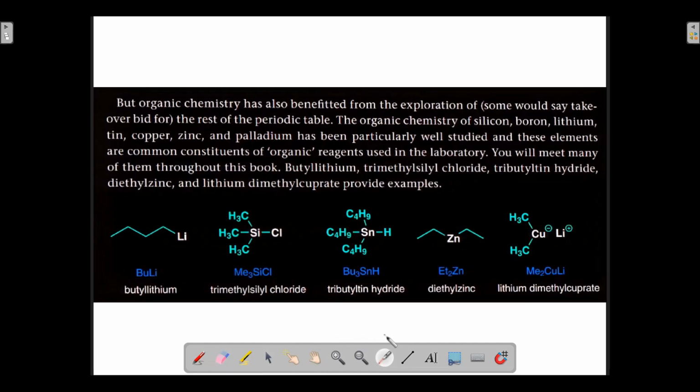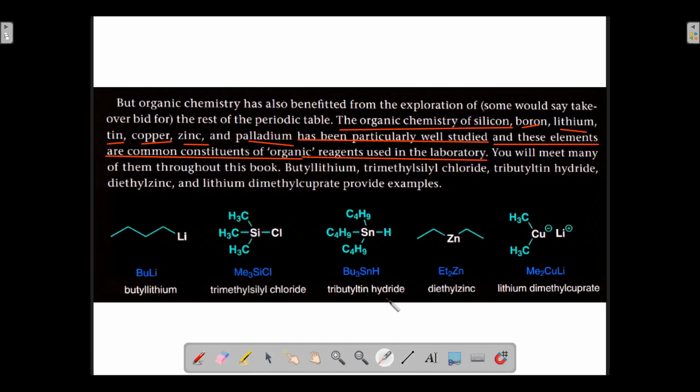The organic chemistry of silicon, boron, lithium, tin, copper, zinc and palladium. So the organic chemistry of these seven elements has been particularly well studied, and these elements are common constituents of organic reagents which are used in the laboratory.